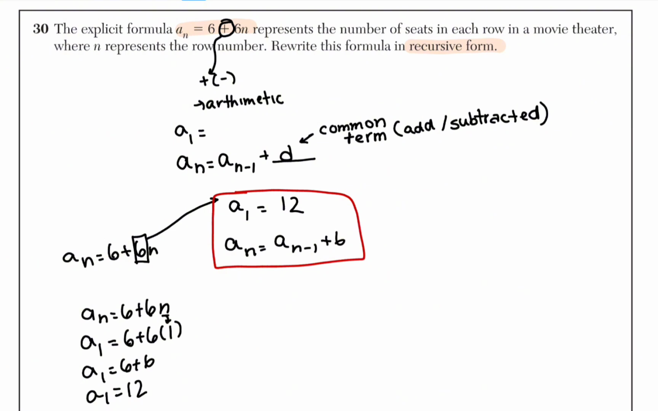You have to make sure that you have both parts in order to earn credit for both sections. Okay? You have to state a1, and you have to state an equals an minus 1 plus 6. And so this is the recursive form for arithmetic.